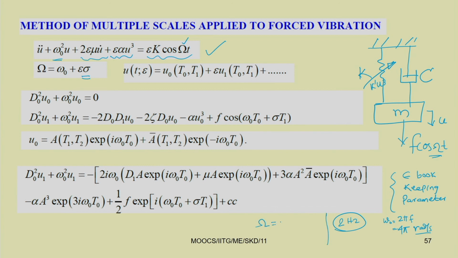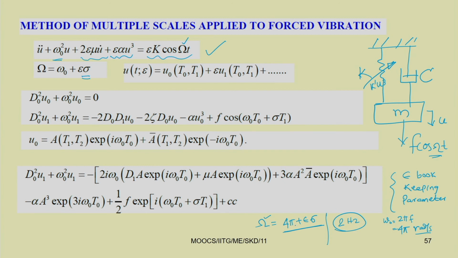near omega equal to 4 pi plus minus epsilon sigma. Either you write plus minus epsilon sigma where sigma will be positive, or you take 4 pi plus epsilon sigma where sigma can take a negative value also. That means near this 4 pi you are interested to study the external frequency.